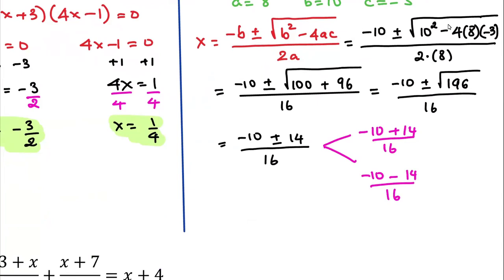Okay, let's see, what do we get? -10 plus 14 is 4. 4 over 16 is 1 over 4. -10 minus 14 is -24. Divided by 16 is -3 over 2. So the two answers are exactly the same as solving by factoring.